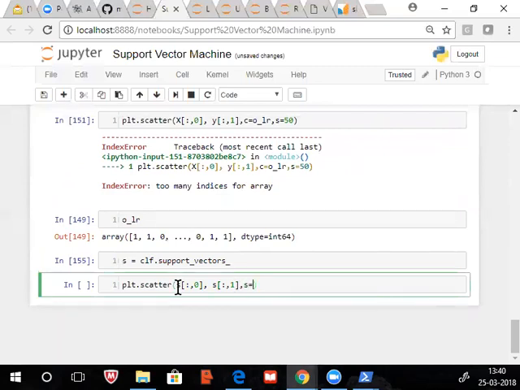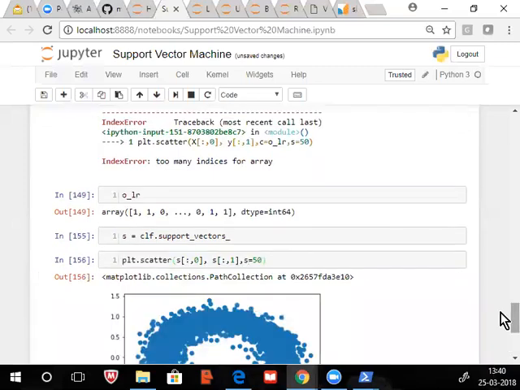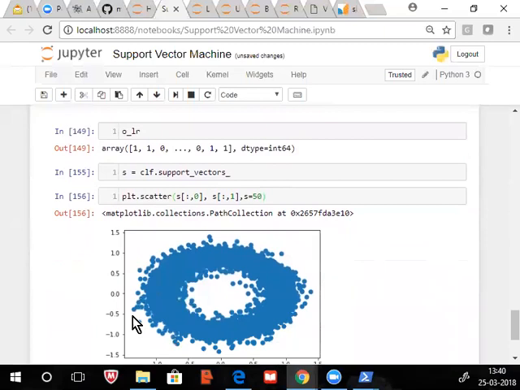Size of it 50, right? So these are the points which actually decided the separator in the whole data. What is this S equals to? The size of the point.